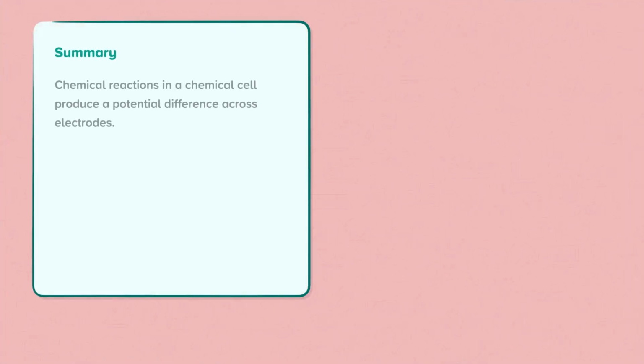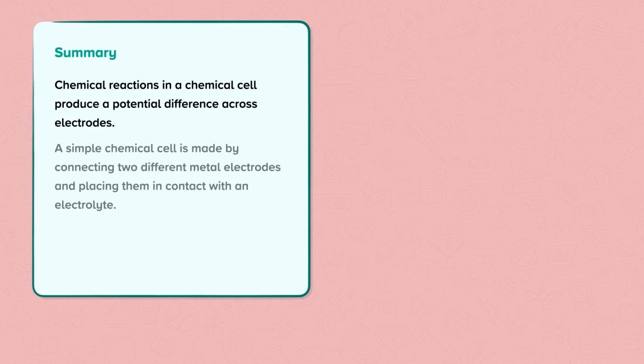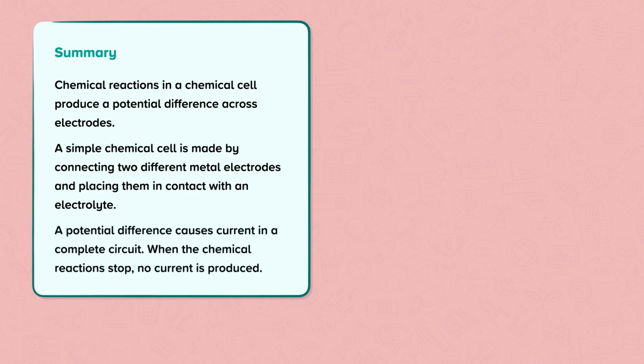So in summary, chemical reactions in a chemical cell produce a potential difference across the electrodes. A simple chemical cell is made by connecting two different metal electrodes and placing them in contact with an electrolyte. A potential difference causes current in a complete circuit. When the chemical reactions stop, no current is produced.